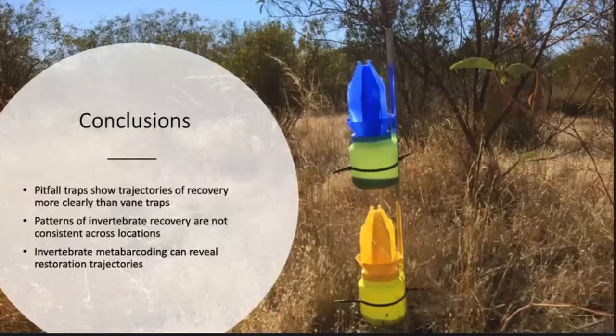However, we can still say that pitfall traps can show recovery trajectories more clearly than vane traps. However, the patterns of invertebrate recovery are not consistent across locations. This may not be as helpful in the Pilbara compared to in the Jarrah Forest or the Swan Coastal Plain. Overall, invertebrate metabarcoding can reveal restoration trajectories, but there are caveats, and we need to know those caveats in order to make the correct inferences from our data.